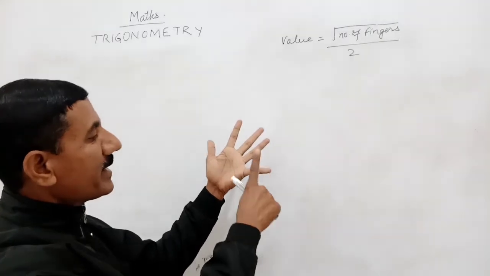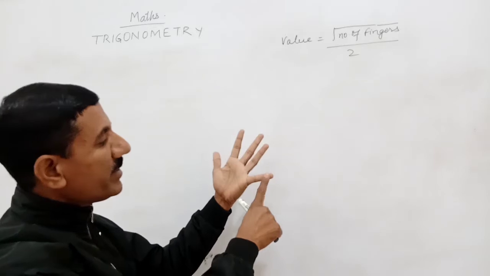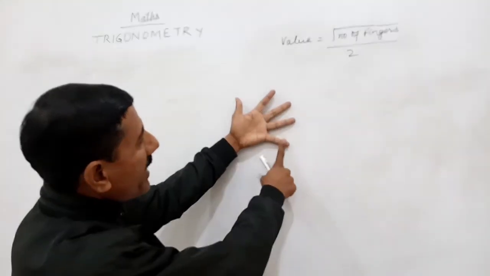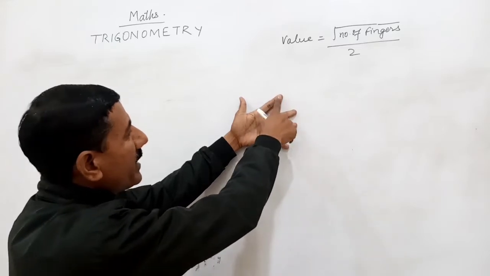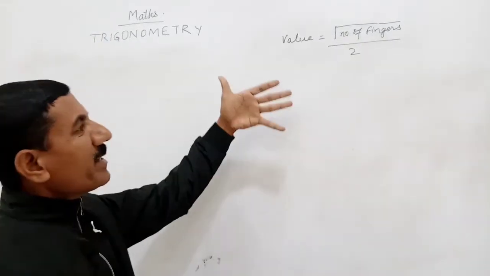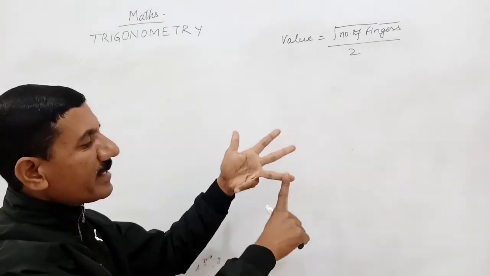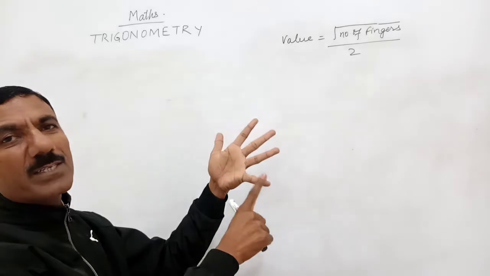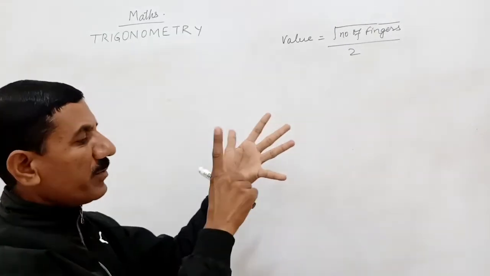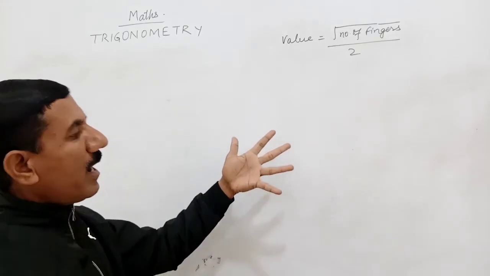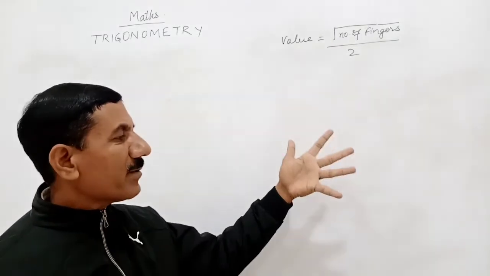This finger is the lowest finger and this finger is known as 0 degree. So 0 degree, 30 degree, 45 degree, 60 degree and this is 90 degree. Thumb is 90 degree, this is 60 degree, this is 45 degree and this is 30, and the last finger is 0 degree. So how do we make a table by these values?